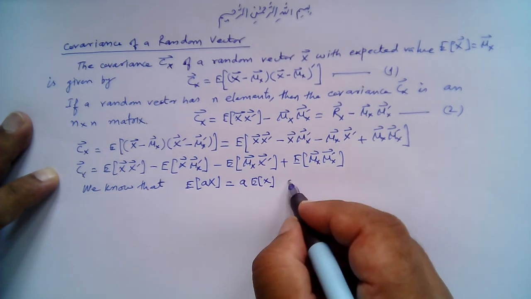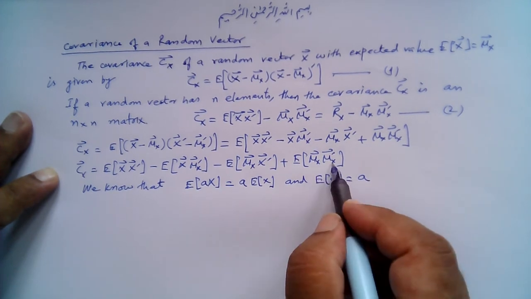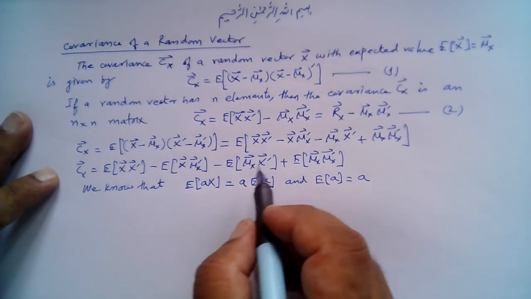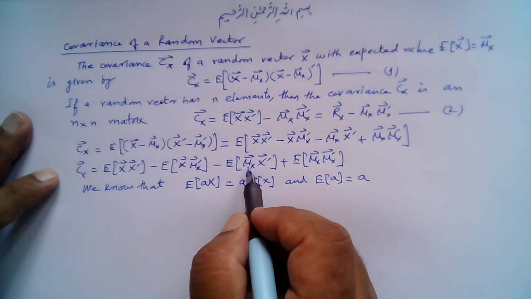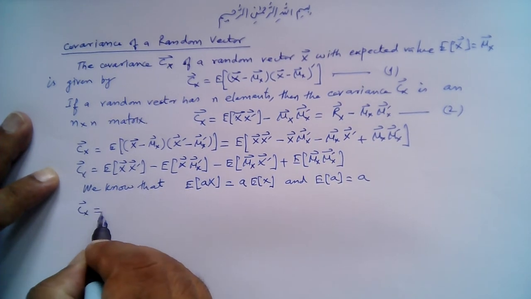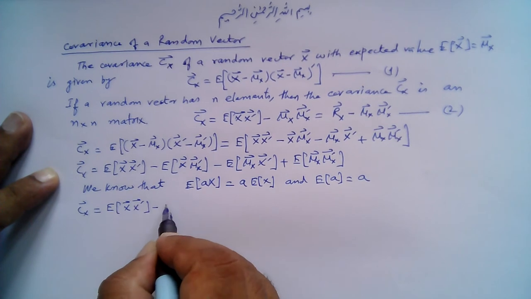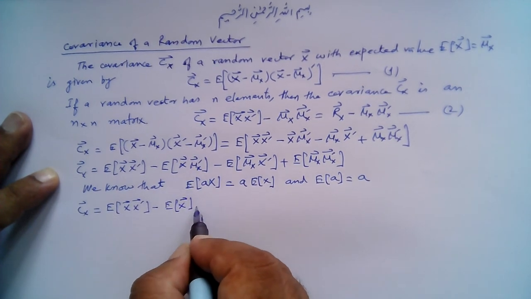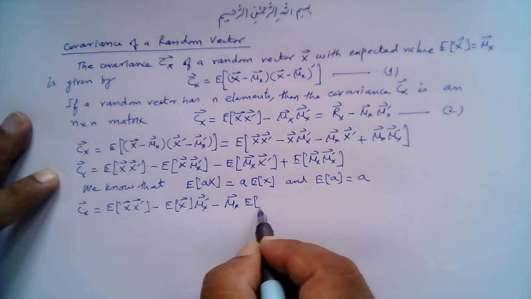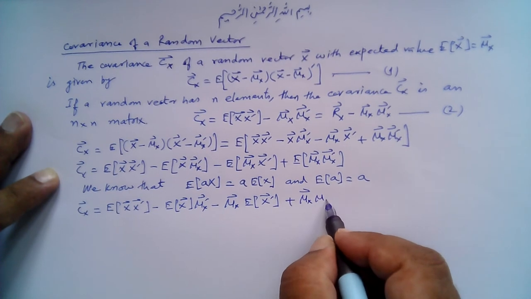And similarly, the expected value of a constant is equal to the constant itself. So this product here is a constant, right? So the expected value of this constant is equal to the constant itself. And similarly, this is a random variable X dash multiplied by a constant. So this relationship can be applied here. So we can rewrite this expression. C X bar is equal to the expected value of X bar X dash bar minus the expected value of X and mu X dash here minus mu X expected value of X dash here plus mu X bar mu X dash bar.